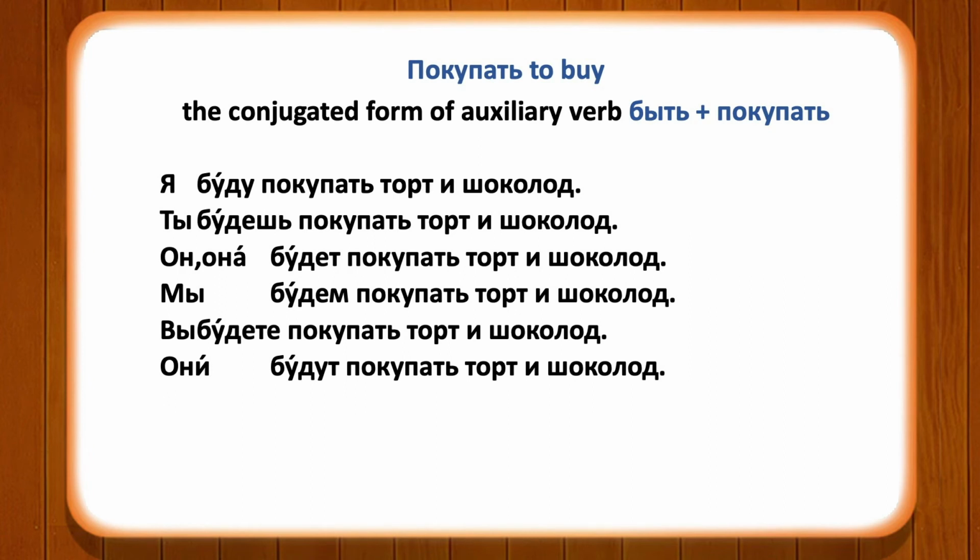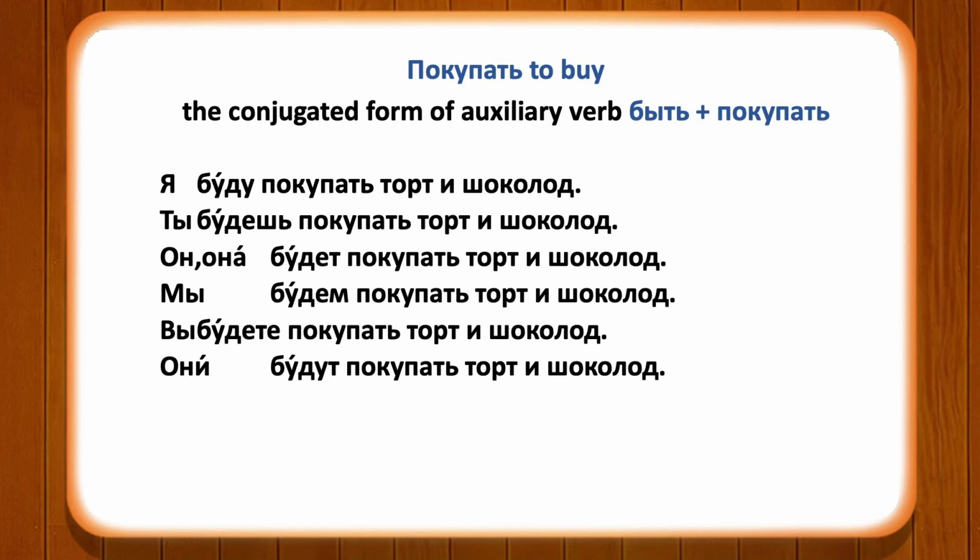Let us use the next verb покупать, which means to buy, in the future tense. Покупать means to buy. The future tense form will be formed by using the auxiliary verb быть followed by the infinitive form of the verb покупать, which denotes the action. So the future tense form would be я буду покупать, ты будешь покупать, он будет покупать, она будет покупать, мы будем покупать, вы будете покупать, они будут покупать. It means to buy. Я буду покупать means I will buy, I will purchase or I will be buying.